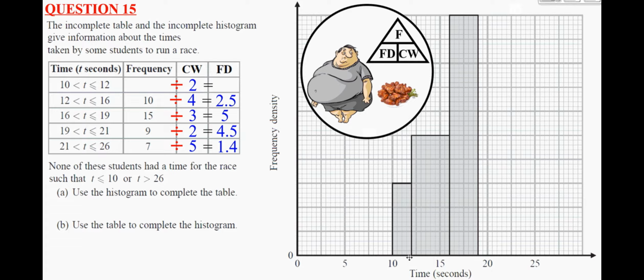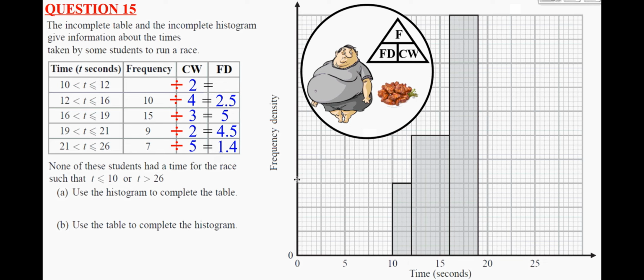The first bar from 10 to 12, we don't know what the frequency density is for that one, so we can't use that bar. However, from 12 to 16, the second bar that's been drawn on, we do know that's got a frequency density of 2.5. And so this height here is exactly 2.5. Now let's see how many big squares high that is. If that's 2.5, I've gone up 1, 2, 3, 4, 5 of these big squares. So if 5 squares gets us to 2.5, each one of these squares must be worth 0.5.